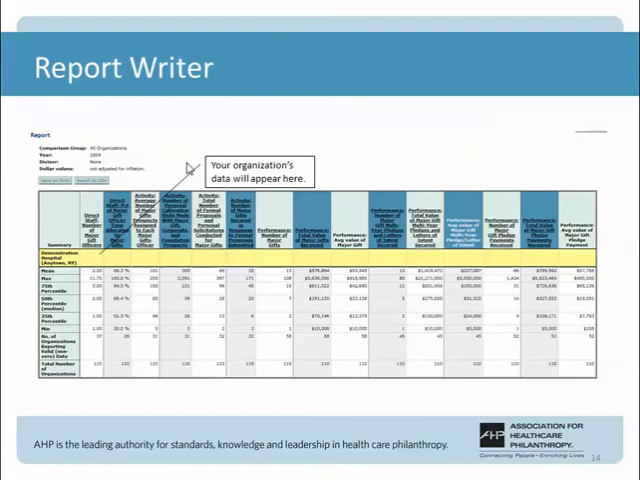Report Writer is another tool available. Report Writer is different from the other 2 reports in that it allows you to choose every variable. It's customizable. So you again choose the comparison group you want to use, the year, and then you choose each variable that you want in your report. Your data shows up here highlighted in yellow, and the comparison is below it. And the variables chosen show up in the various columns.